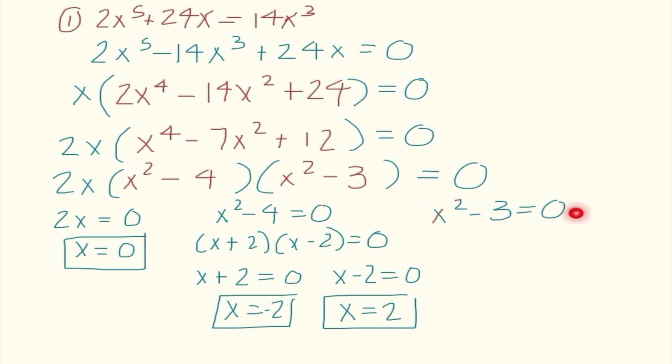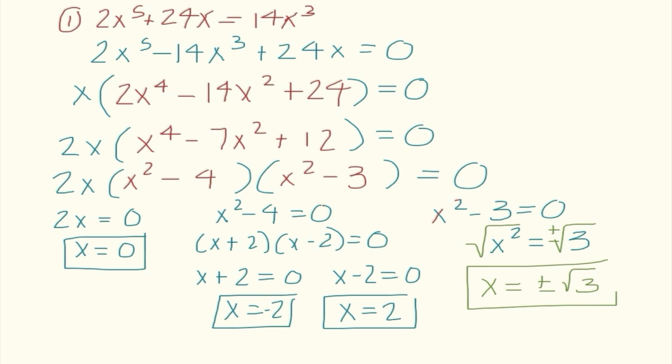And our last factor here, we actually have another quadratic function, and this time I'm going to use square roots to help me out. So I'm going to add 3 to both sides. When I square root both sides, I know I need to put plus or minus, so I get x equals plus or minus radical 3.